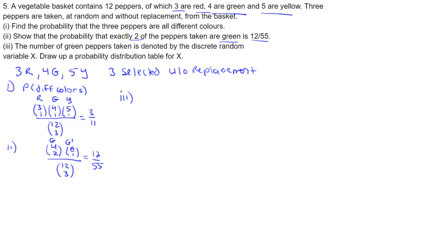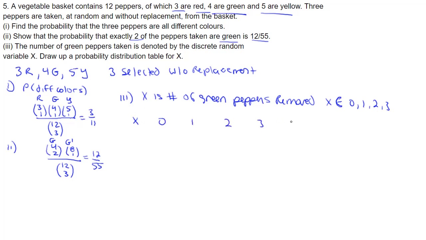And then part 3, it says the number of green peppers taken is denoted by the discrete random variable X. So we could draw a probability distribution table. Well, if there are 4 green peppers and we're taking out 3, then we possibly could have taken out 0, 1, 2, or 3 peppers. So we can go and start setting up our table here, and the probabilities I'm going to set up as combinations. So again, we're dealing with green and not green.